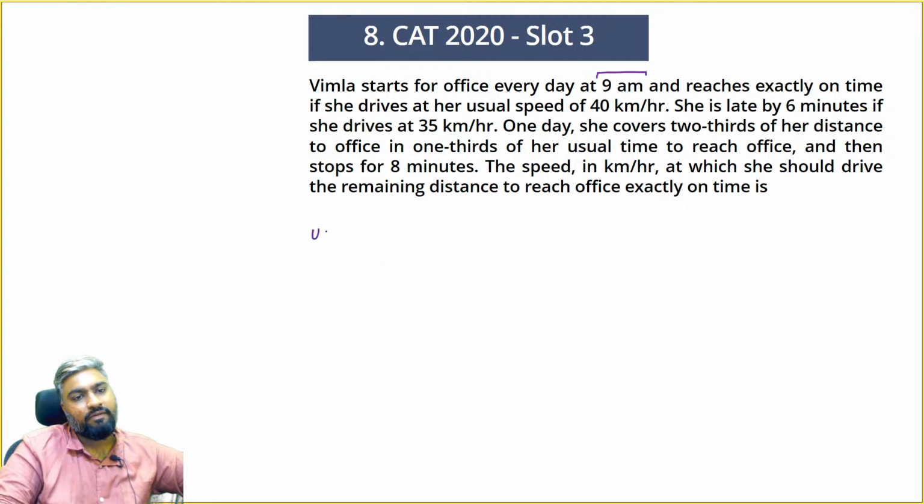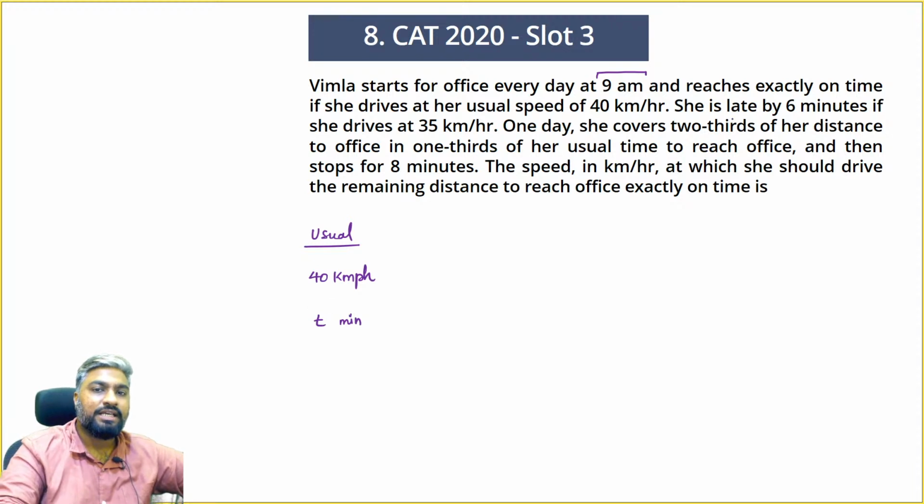So we have the usual situation. Usual speed is 40 kilometers per hour, and let's say she takes t hours or t minutes to reach. This is usual. Now they're saying she is late by 6 minutes. Case 1: she is late by 6 minutes. So it takes her t plus 6 minutes if she drives at a speed of 35 kilometers per hour.